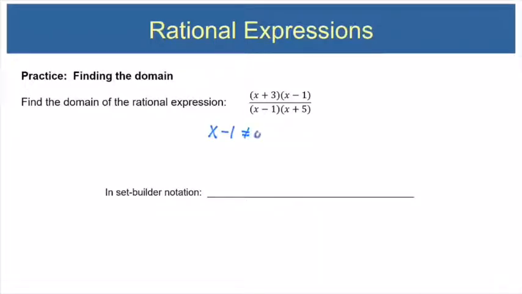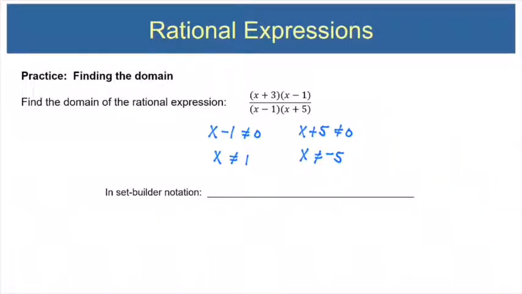So that means we can't let the factors of the denominator equal 0. So x minus 1 cannot equal 0, and that means that x cannot equal 1. And we also know that x plus 5 cannot equal 0, and that means that x cannot equal negative 5. So the domain is all numbers except these two. The domain is all real numbers except 1 and negative 5.